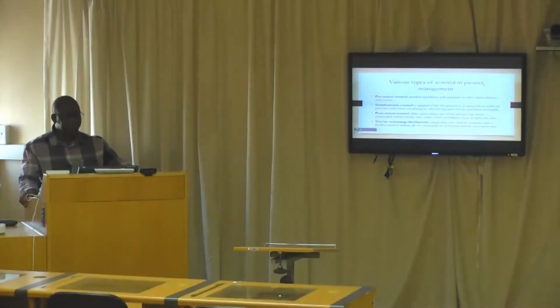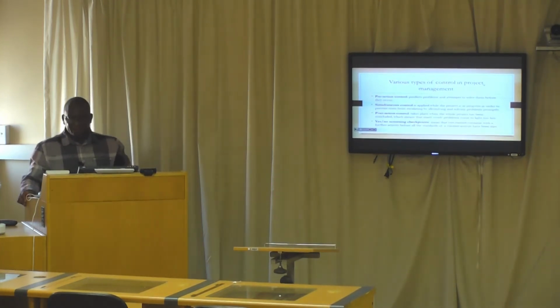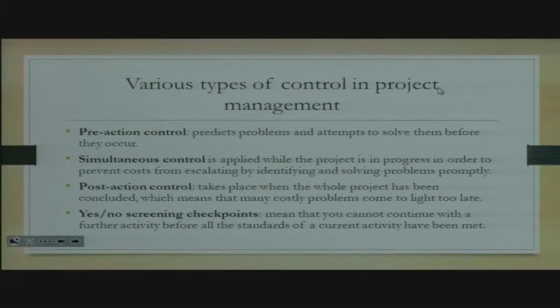Now, when it comes to quality management, like I said, there is a plan that you need to work out. I'll post that on Blackboard. It's just a sample. But what is important mainly is that for you to produce something of good quality, you need to have some control measures in place. And there are different types of control that you can basically use. The first one is pre-action control. Pre-action control, you predict the problems as to which problems can basically occur, and you attempt to solve them even before they occur.